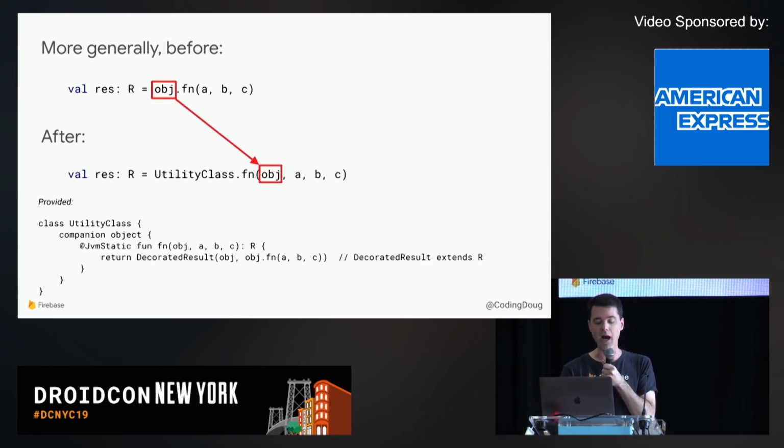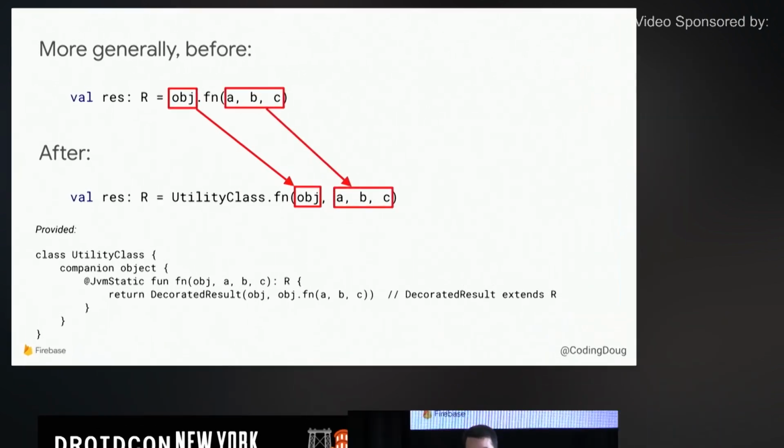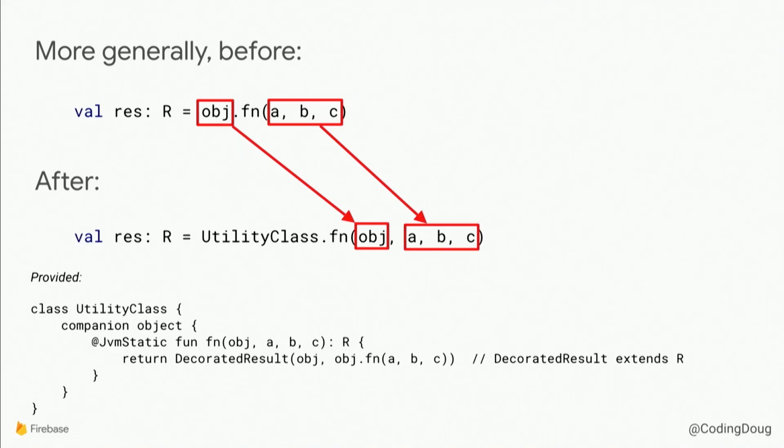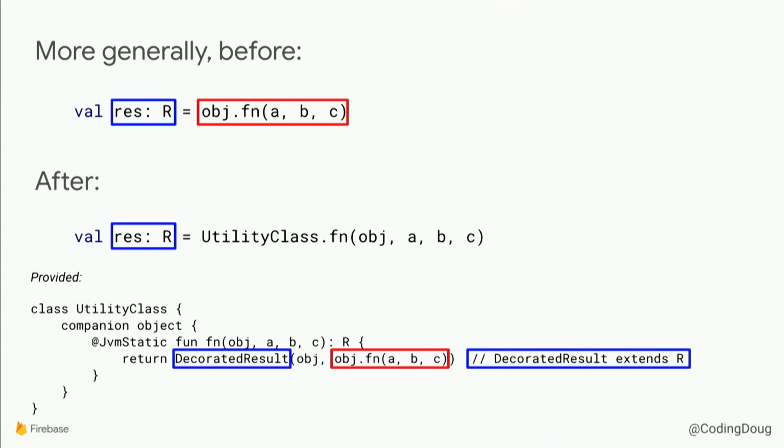Now notice that the object is no longer having a method called on it right now. It's being passed, and all the arguments are being proxied through to the utility class. Also, you'll see that the original method is being called inside the utility function. So it's not like we're not calling that method anymore. We're just deferring it to inside this utility function, and it's going to decorate the result, and that decorated result has to be of the same type R as the original. In this class, it's almost likely going to be a subclass or some implementation of an interface.